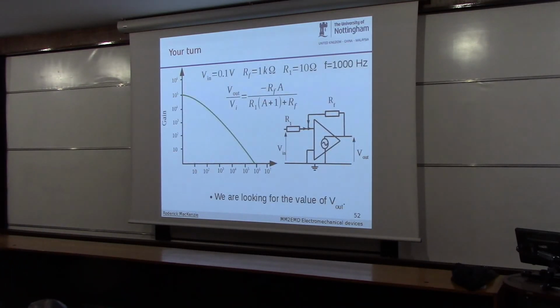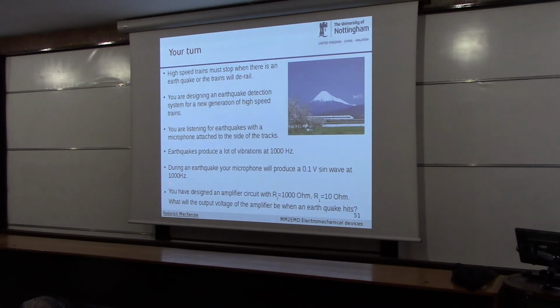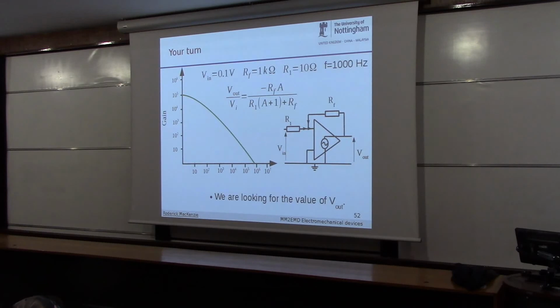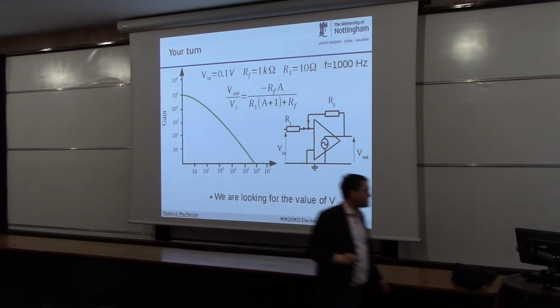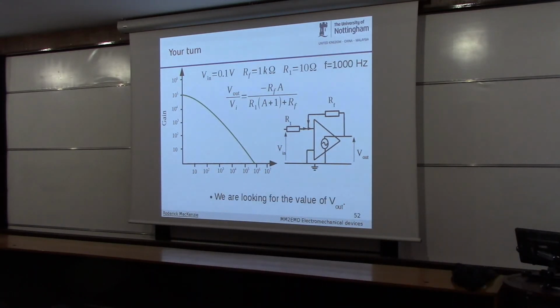So, go. That's not quite the answer. Yeah, so 1,000 hertz is what you've got to remember. That's where you're reading this graph off. So calculate the gain. Okay, go. You haven't got much time. You've got like 60 seconds. So we're looking for a value of V out. And what's V in? V in, yeah, you've got all the numbers there.